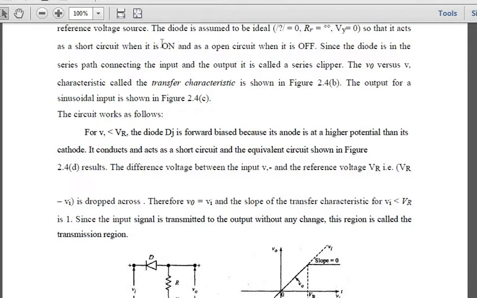I'll repeat this once again. The diode which we are considering here is an ideal PN junction diode, which acts as a short circuit when it is in the on condition, and as an open circuit when the diode is in the off condition.